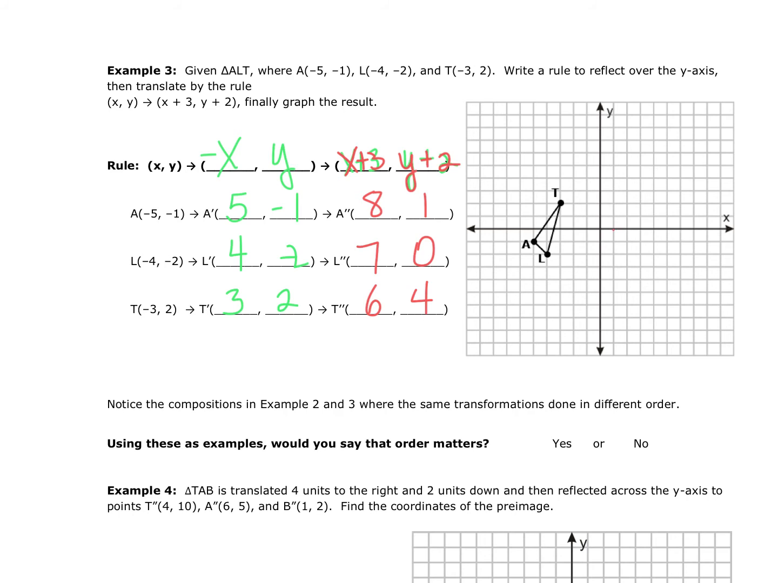So 1, 2, 3, 4, 5, 6, 7, 8. No, 8, 0, but 8, 1. This is going to be my A double prime. 7, 0 is going to be here, and that's my L double prime. And then 6, 4 is my T double prime.